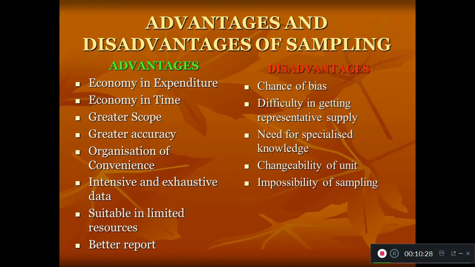And changeability of units. Sometimes the samples may leave the research and go away. That also leads us into a problem. The next one is impossibility of sampling. Sometimes some samples we never get. For example, now you cannot go and find any cases of smallpox because smallpox is already eradicated in the world. So such cases we cannot find. So this is about the advantages and disadvantages of sampling.